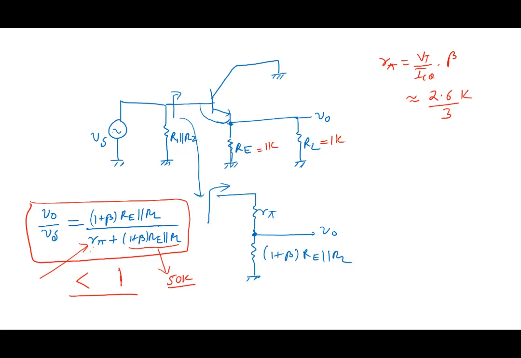Now, because the gain V0 by Vs is approximately equal to 1, this stage is also called, as you can see here, an emitter follower.